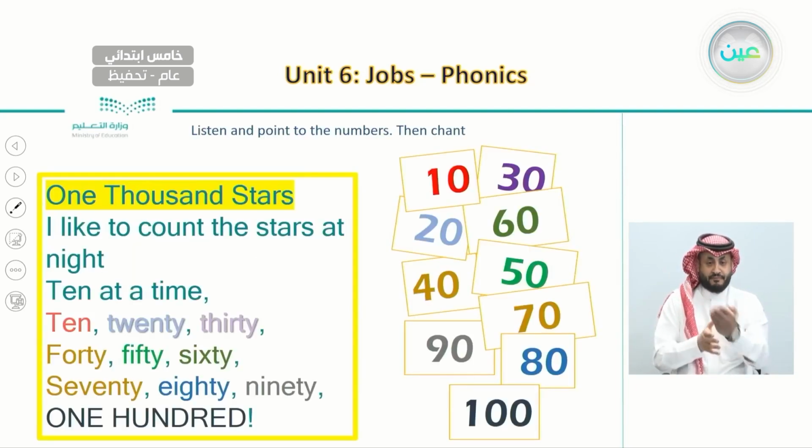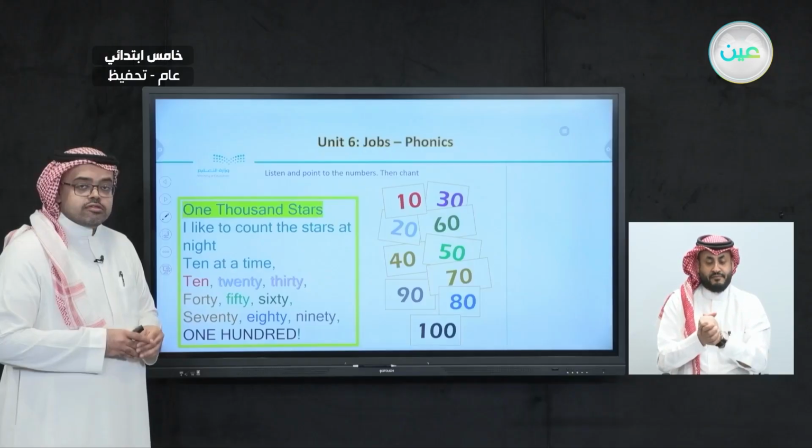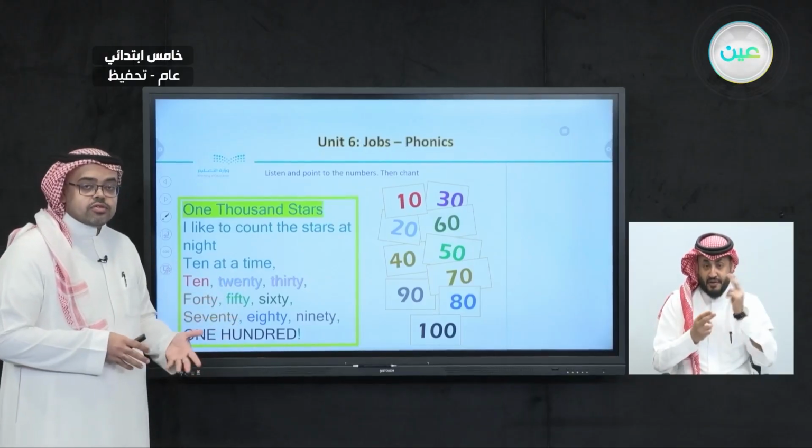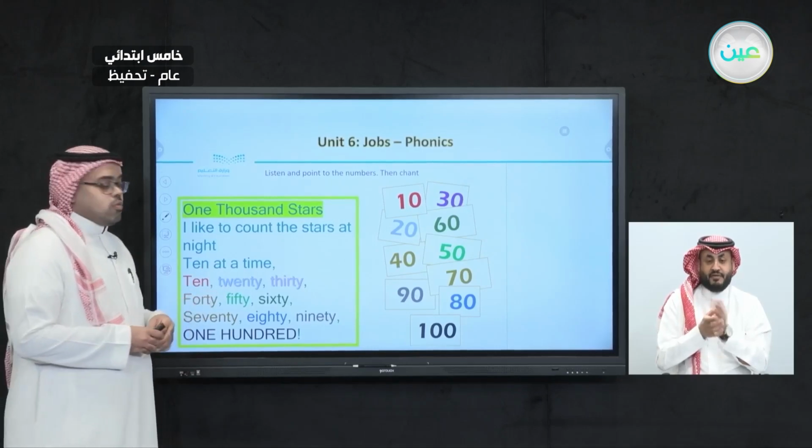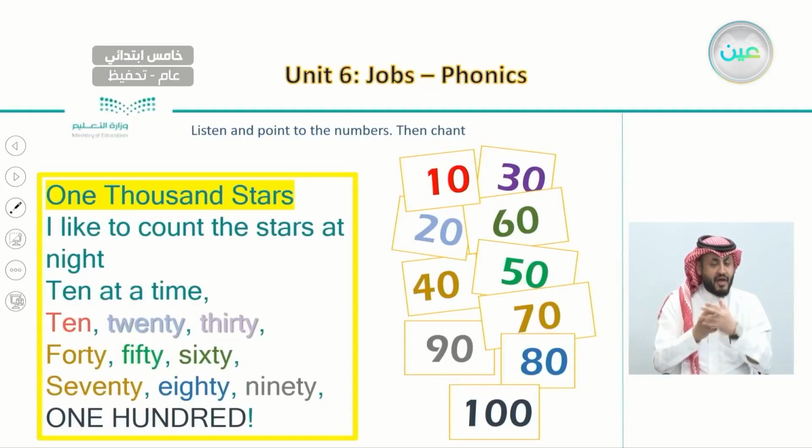Now, on page 49, we have this interesting chant where we're going to listen and point to the numbers. We're going to listen first to this text, and after this, we're going to point to the numbers that were mentioned here in this text, and then we can chant it together. So, let's begin by listening to this text, and after this, we're going to start pointing. So whenever we read the number, we're going to point at these numbers on cards, and then we'll chant it together.